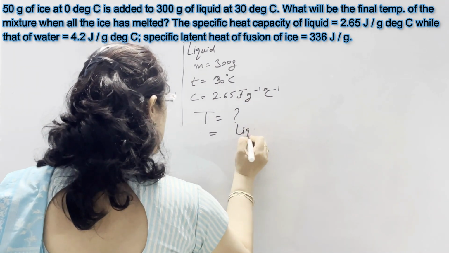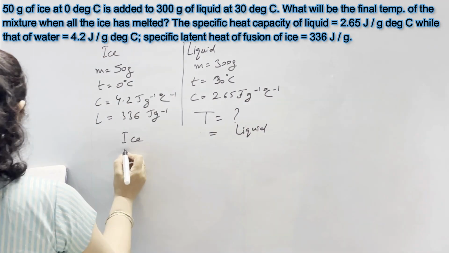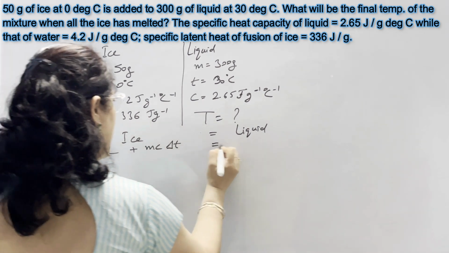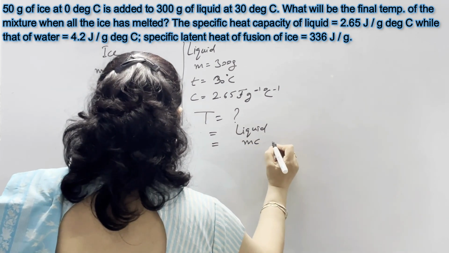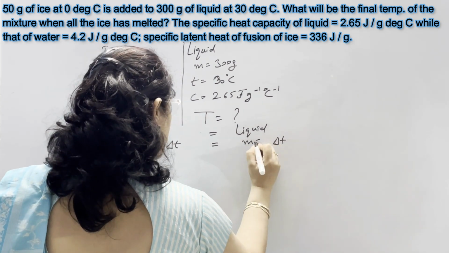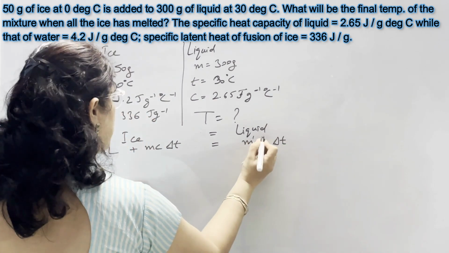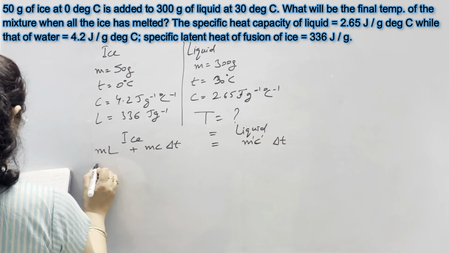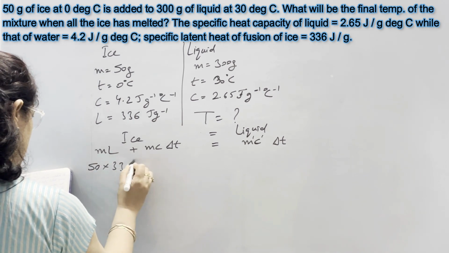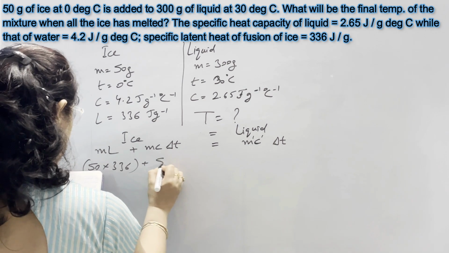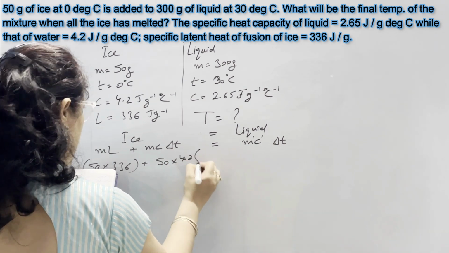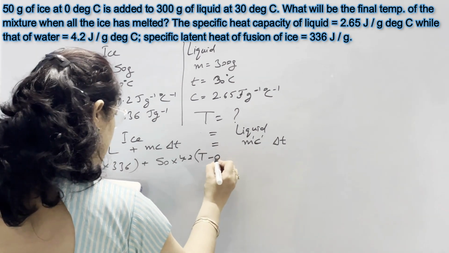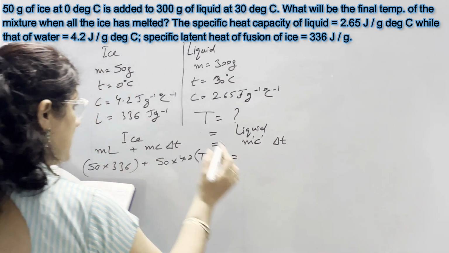Heat gained by ice is mL plus mcΔT, and for liquid it is mcΔT. To distinguish between them, we can take m dash, c dash as symbols for the liquid. Now, m is given as 50, so it is 336 plus 50, c is 4.2, and the temperature is T, which we don't know, but we know T minus 0 because the temperature of ice is given.